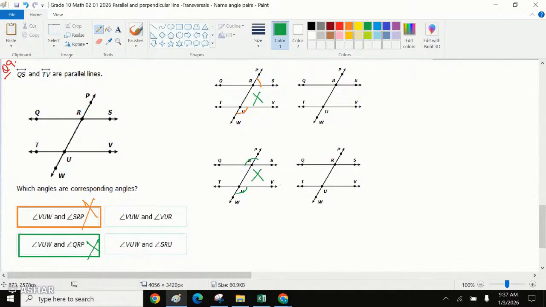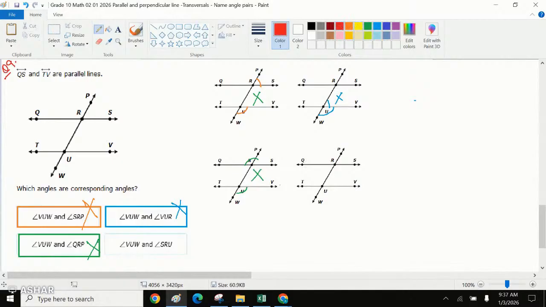The next option we have is VUW, right? This angle is given to us, and VUR is the second angle, right? They are not corresponding. They would be supplementary angles, right? So we say this is still not.